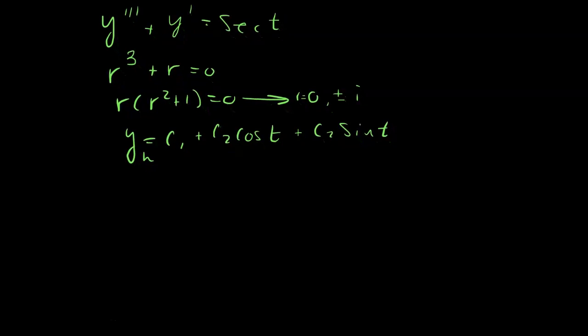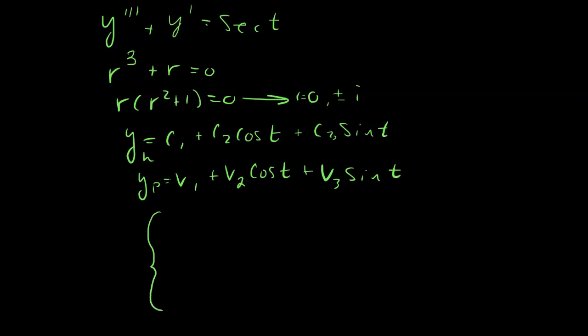What's interesting about variation of parameters is that our guess in general is just the same as the homogeneous solution, but we replace the constant coefficients with functions of t. That right there should have been a 3. Oh my goodness. So this should be v3 times sine of t.